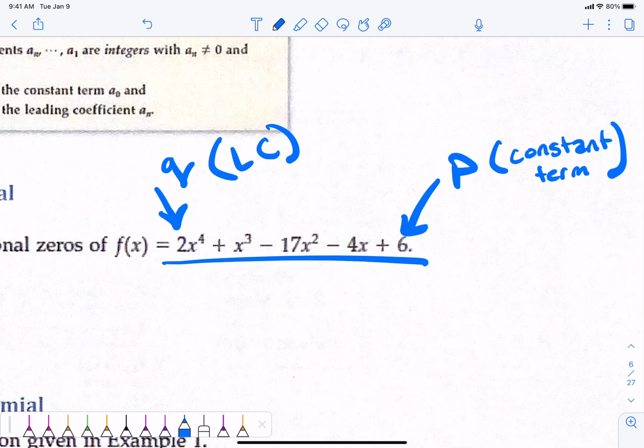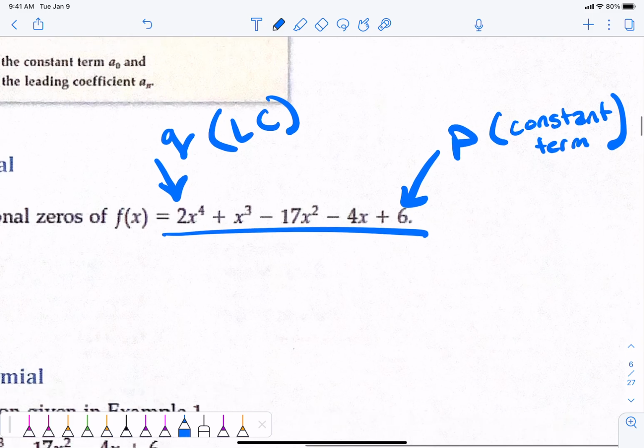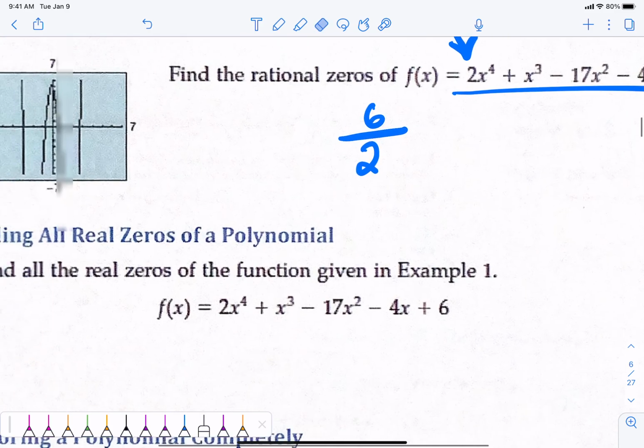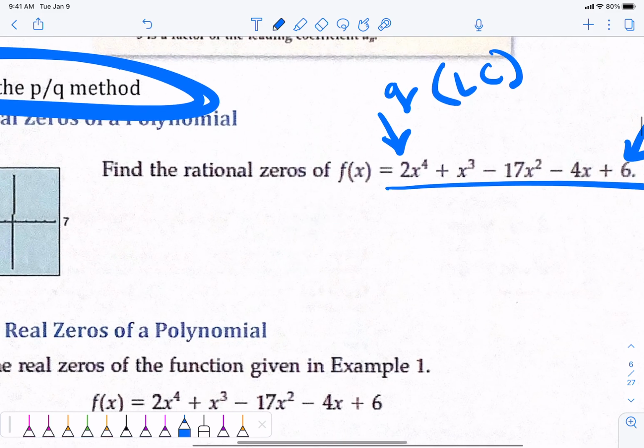P and Q. Now, P goes on the top, Q goes on the bottom, okay? So here's how this works. We put 6 over 2, right? P goes on the top, Q goes on the bottom. I'll show you how this works. I'm gonna move this over a little ways so we have a lot of room. We gotta have a lot of room. Don't reduce it. Just wait. Okay, I'll show you.